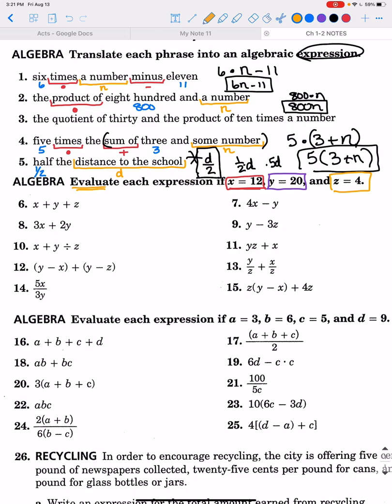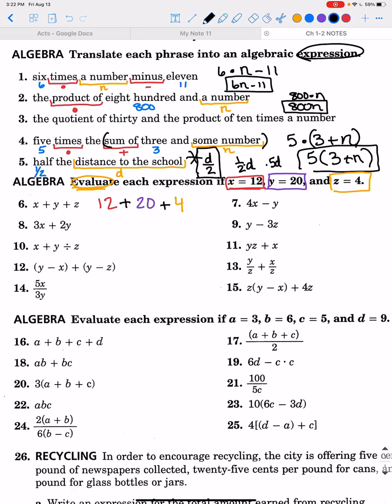So let's start with number 6 here. So number 6 says x plus y plus z. And we know what x, y, and z are, so we need to write it out. So x is 12, plus y is 20 plus z is 4. Okay, so we have now plugged in the values for x, y, and z, and the directions say right here, evaluate, which means we're going to actually add everything up and get it down to one concise number.